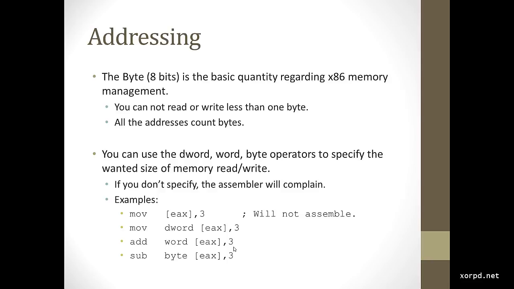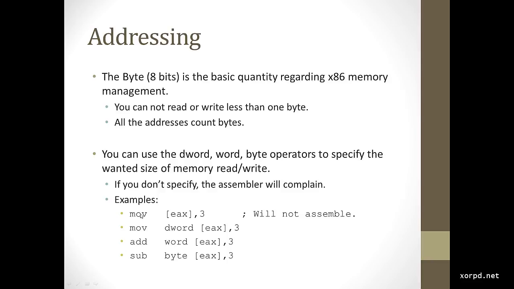You can use the D-word, word, or byte operators to specify the wanted size of memory for read or write. And if you don't specify, the assembler will usually complain. Sometimes you will be lucky and the assembler won't complain, but I do hope that it will complain, because it is pretty important to write how much memory you want to read or write, in my opinion at least.